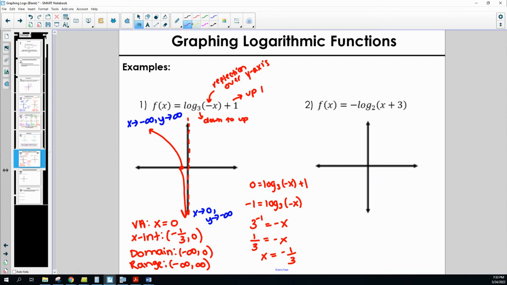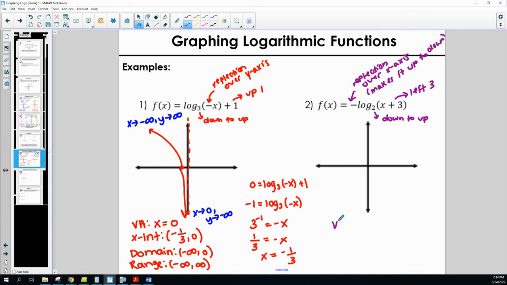Okay, so let's look at the second example. So we have a base of 2, which again means that this is greater than 1. So our graph will be a down to up graph. We have a negative in the front, which means it's a reflection over the x-axis. Because it's reflecting over the x-axis, this does change it, so it makes it up to down. So instead of being a down to up function, it will change to an up to down function because of that reflection. And then this plus 3 is going to move left 3.